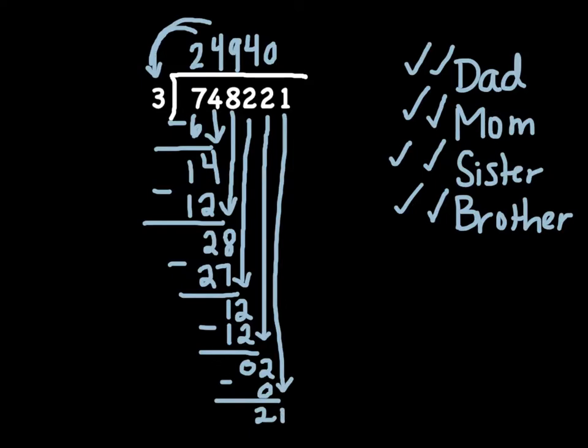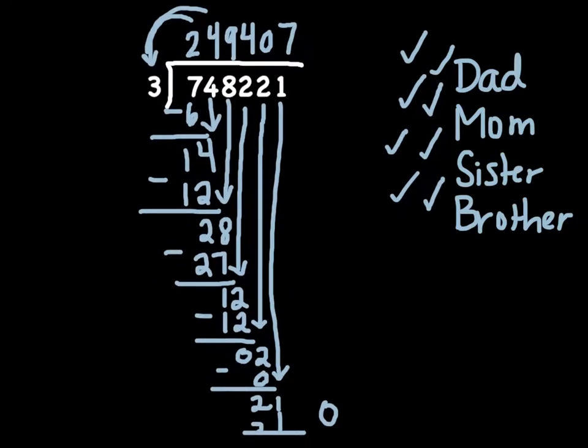Now we divide 3 into 21. And that goes in evenly 7 times. 7 times 3 is 21. So when we subtract, we get 0. So there is no remainder and no other numbers to bring down. So therefore, our final answer is 249,407. Whew, that was a big answer.